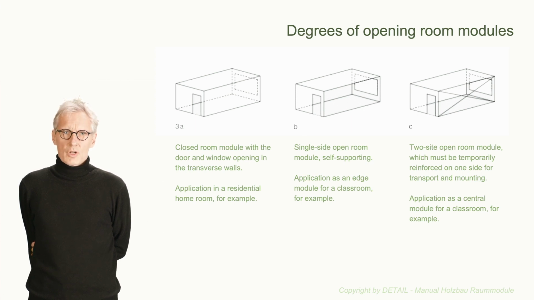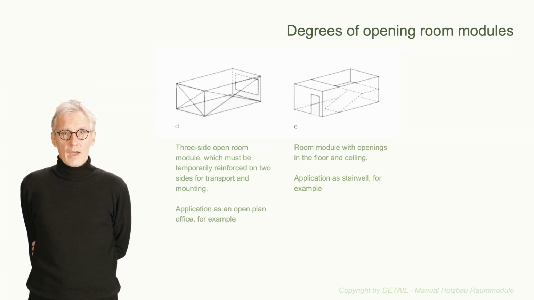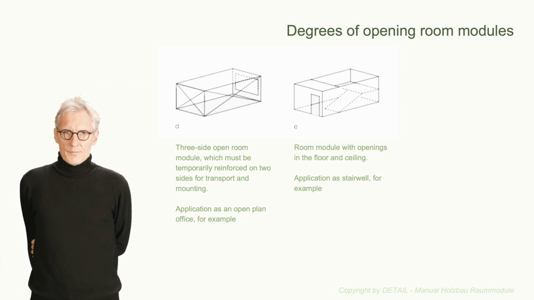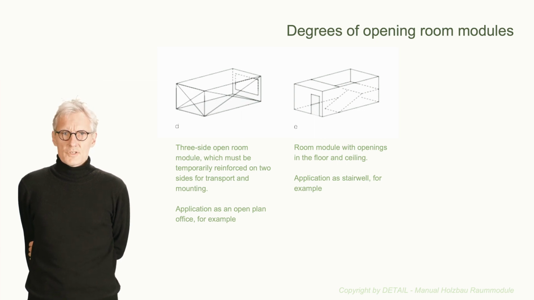From a conceptual as well as a production-related and logistic perspective, all 6 sides are ideally closed. However, this is only the case when one utilization unit coincides with the dimensions of one room module, as in applications such as hotel rooms, small flats, or student residence complexes.